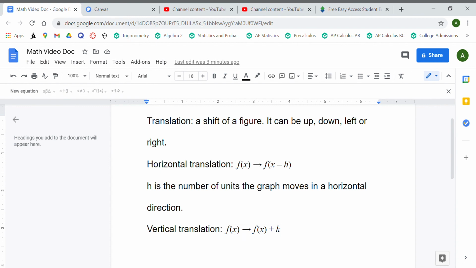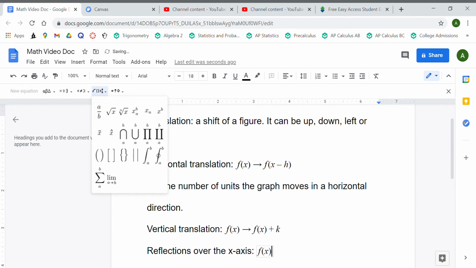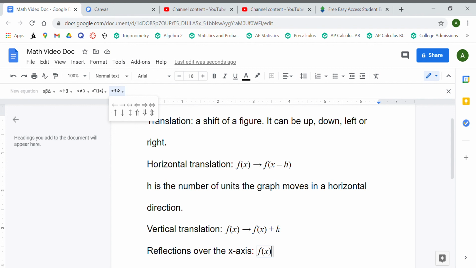Anyways, we're going to talk about reflections now. So, there's a reflection over the x-axis and a reflection over the y-axis. I'm going to be smart and do reflections over the x-axis this time. So, we can be saying that f of x, where's my arrow? There we are. Turns into negative f of x. Alright, so that's it. Really?